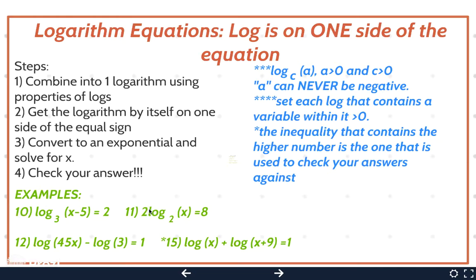So we'll be doing 10, 11, and 12. Now this last one we're going to come back to because we have to have some factoring skills in order to solve that one. Okay, so go ahead and pause this video and do examples 10, 11, and 12.